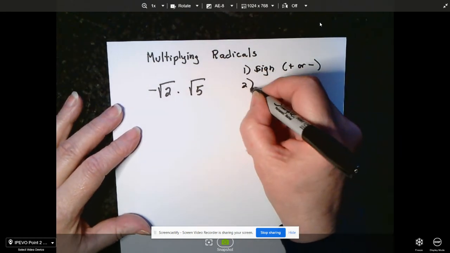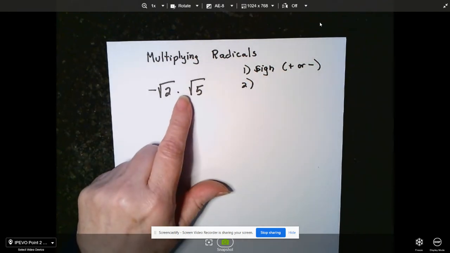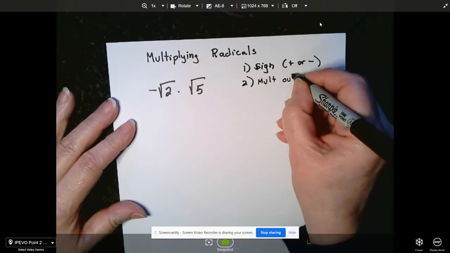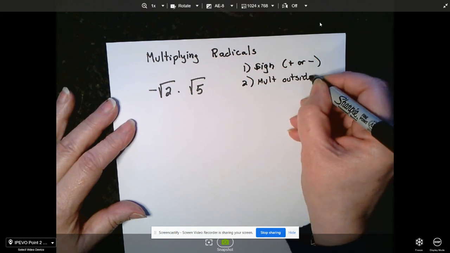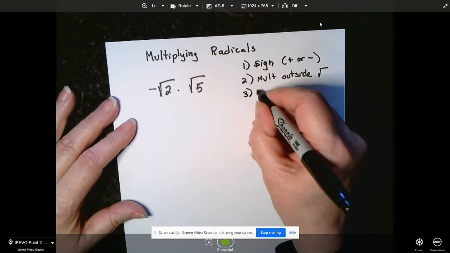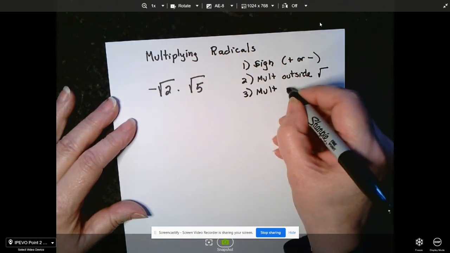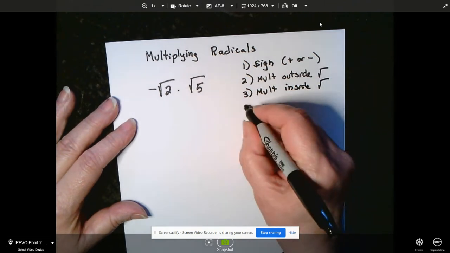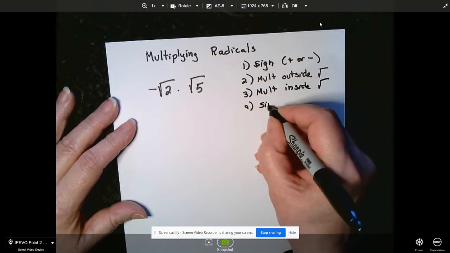And then sometimes there will be numbers outside the radical, so you have to multiply the numbers outside the radical. I'll just go like that for radical. And then you have to multiply the numbers inside the radical. And then you always have to check to make sure it's fully simplified.